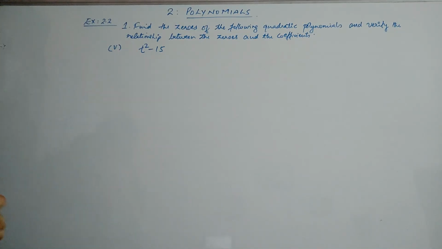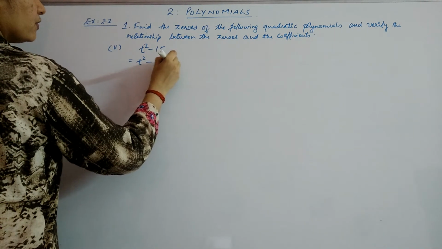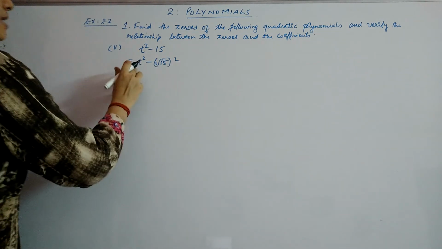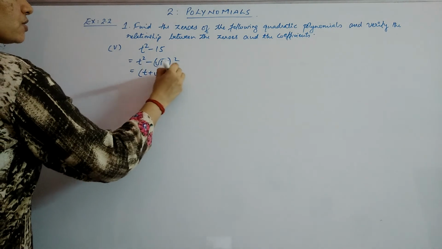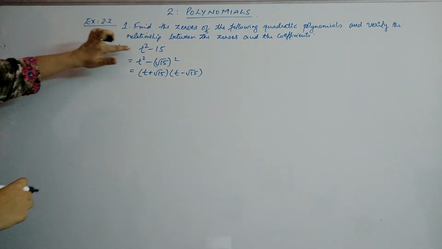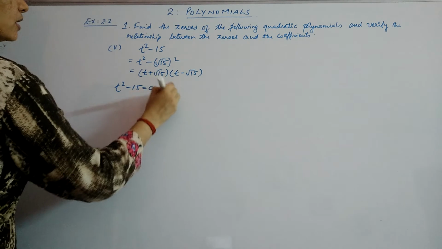Fifth subdivision is t square minus 15. You can rewrite it as t square minus root 15 the whole square. So it is now in the form a square minus b square, which can be written as a plus b into a minus b. So we get t plus root 15 into t minus root 15. Now again this polynomial is equal to 0. t square minus 15 is equal to 0.